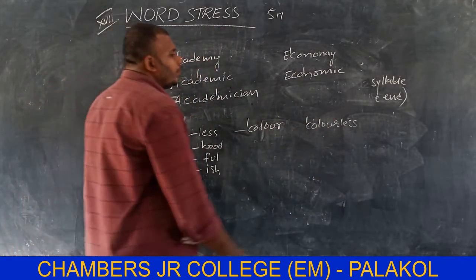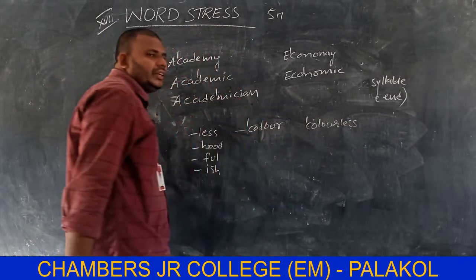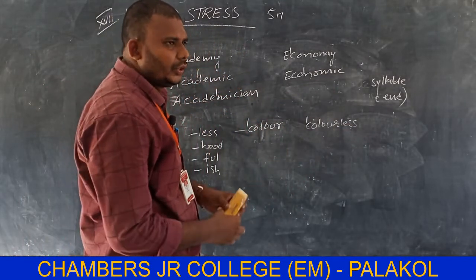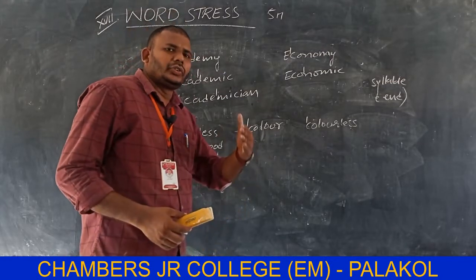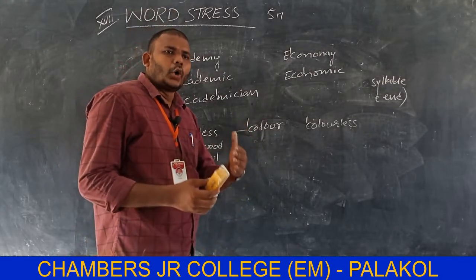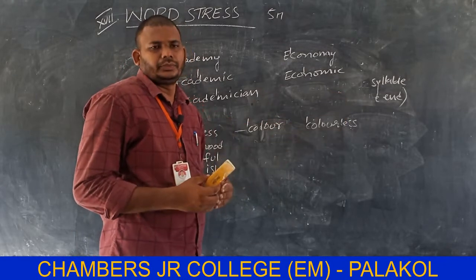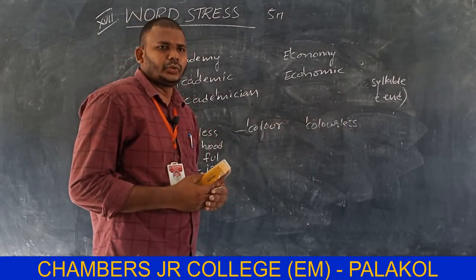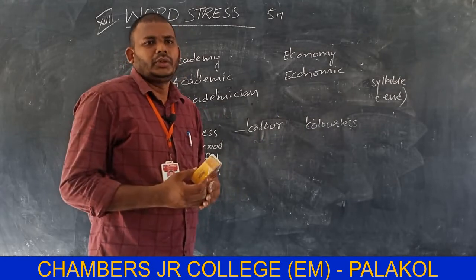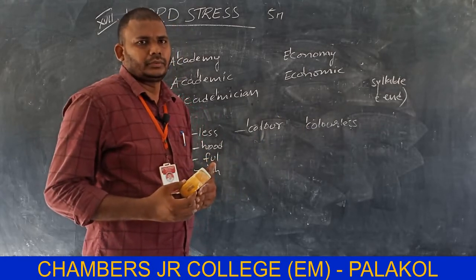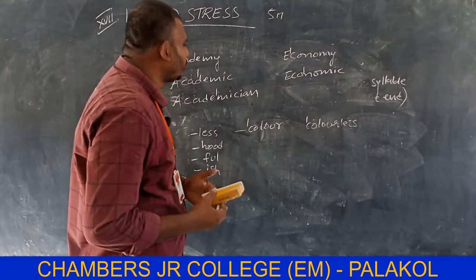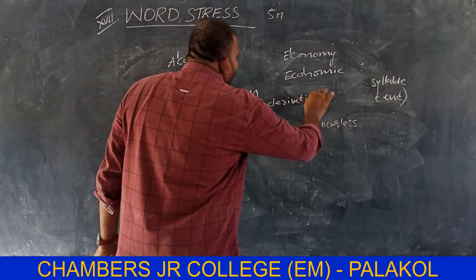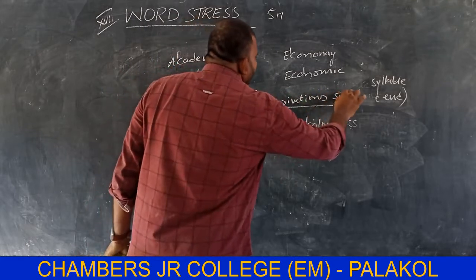So these types of suffixes are called derivational suffixes. Derivational suffixes means the suffixes which change the word from noun to verb or adjective. By adding suffixes, we can change its part of speech, the function of the word. So such kinds of suffixes are called derivational suffixes.